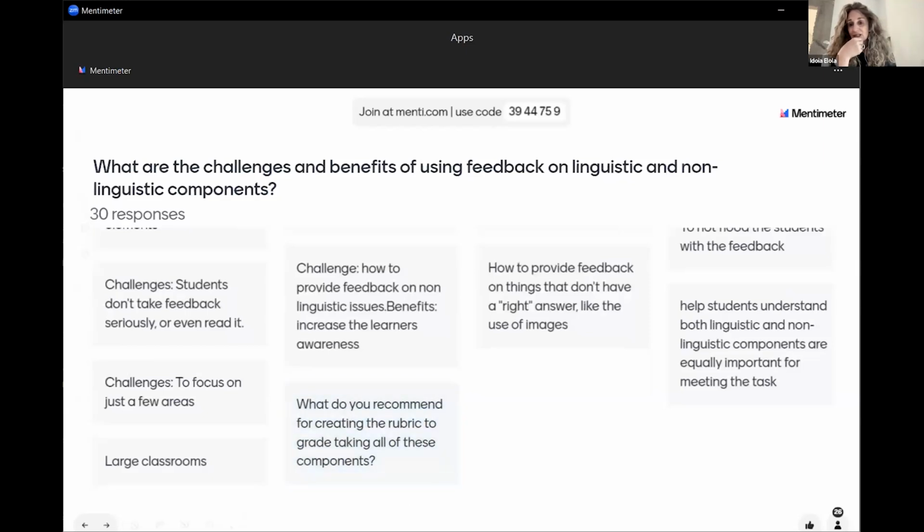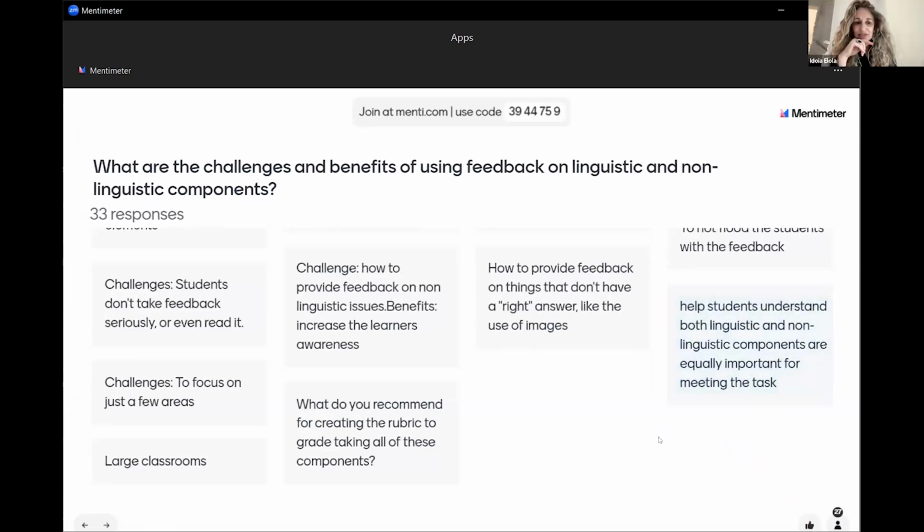Yeah, it is a challenge to understand both linguistic and non-linguistic components equally. What do you recommend for creating the rubric to grade taking? This is coming. We're not answering right now, but that's coming soon. Yeah, it's coming up.